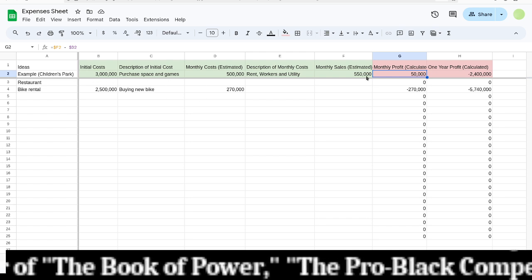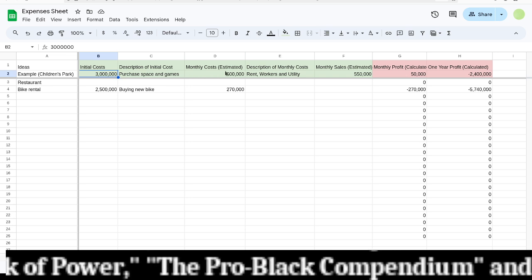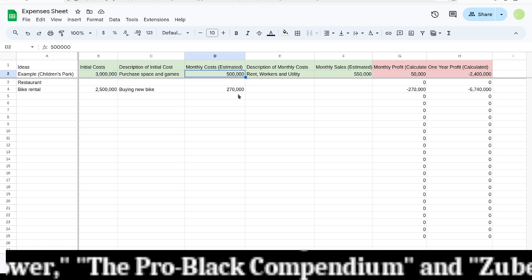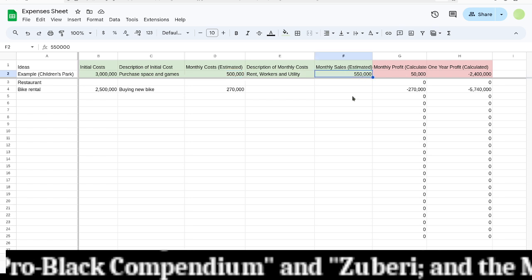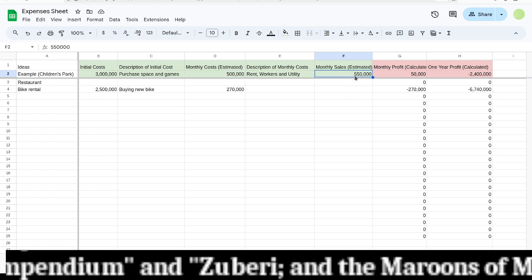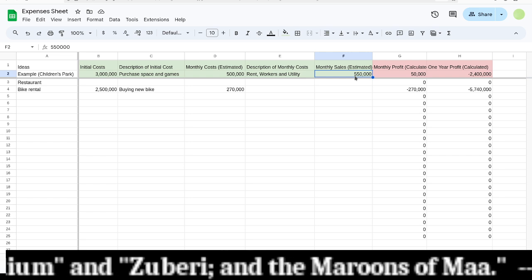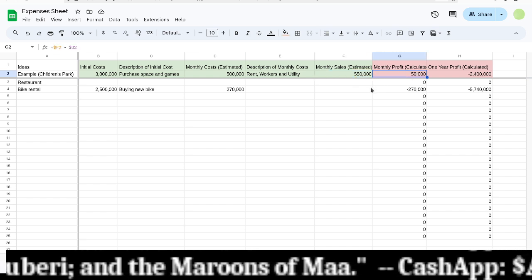So the three important things are obviously the initial cost. If you're talking about a business, the initial cost, the monthly cost, right? How much it costs per month, and then how many sales you make a month, right? And then what you would do is you would make a calculation.